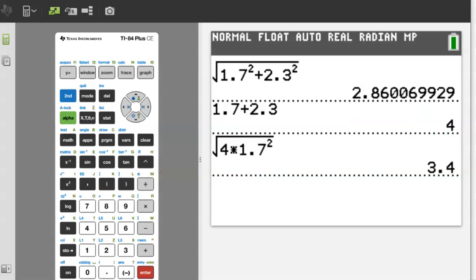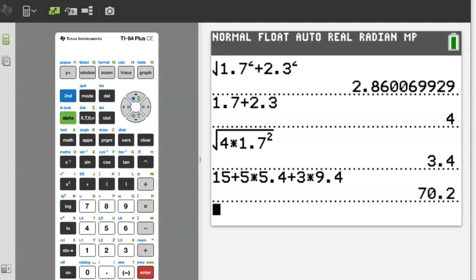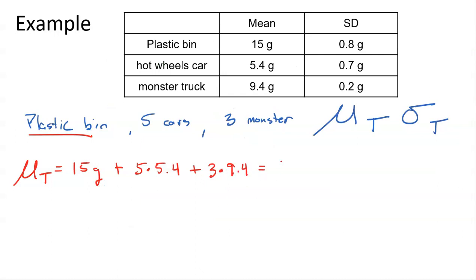So I'm going to go to my calculator. That's 15 grams plus 5 times 5.4 for the 5 Hot Wheel cars, plus 3 times 9.4 for the 3 monster trucks. So I get a total of 70.2 grams. That's my grand total expected weight.